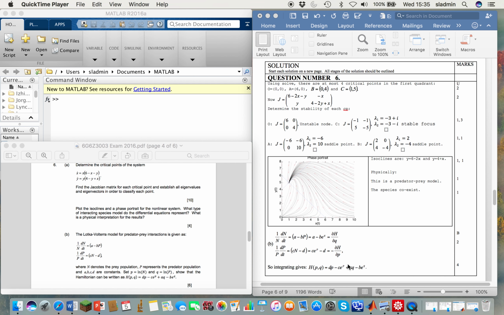Yeah. So all that boils down to is p is equal to log n, so therefore dp by dt is 1 over n dn dt, and then we substitute p as log n, and we know that q is equal to log p. So the result follows. So this concludes the solutions to question number 6.